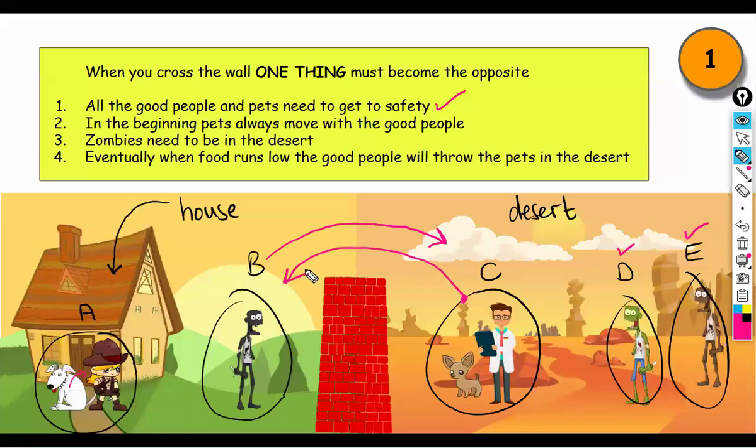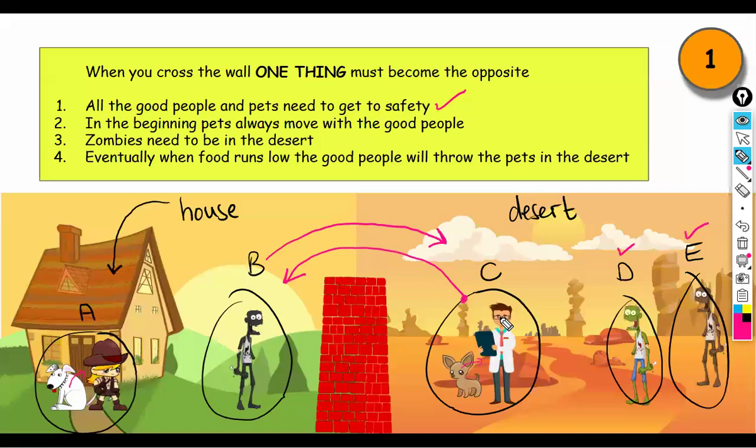But here's the thing. You are attached. People are attached to their pets. So we cannot take person C alone and throw them across. We have to move the dog, his pet, with him. Think of it like this. If you take person C and try to separate them from the dog, the dog will be sad. You don't want the pet to be sad.